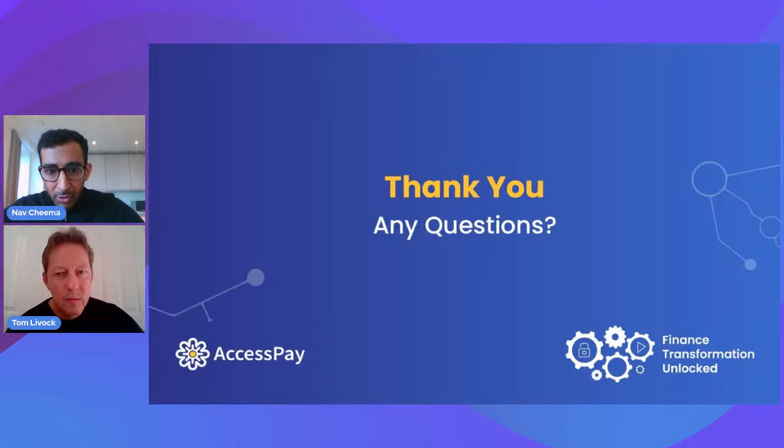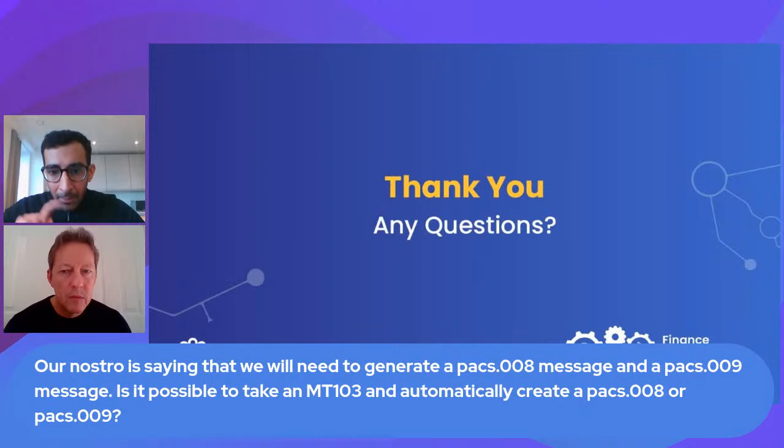So the first one is, we are currently sending an MT103 to our counterparty bank. However, going forward, our Nostro is saying that we will need to generate a PAX008 message and a PAX009 message. Is it possible to take an MT103 and automatically create a PAX008 or 009?